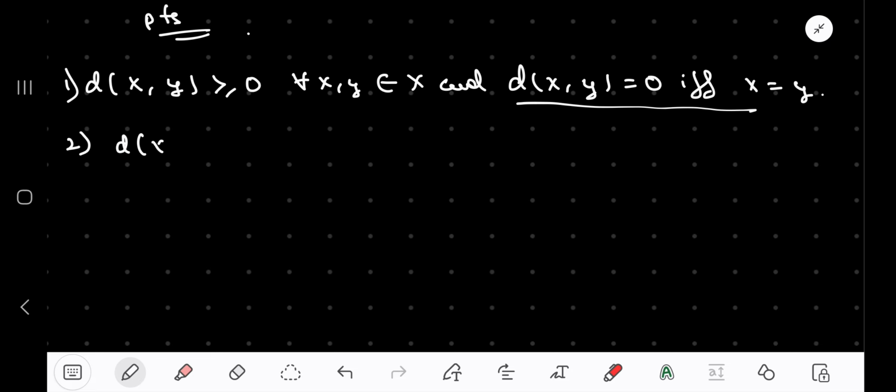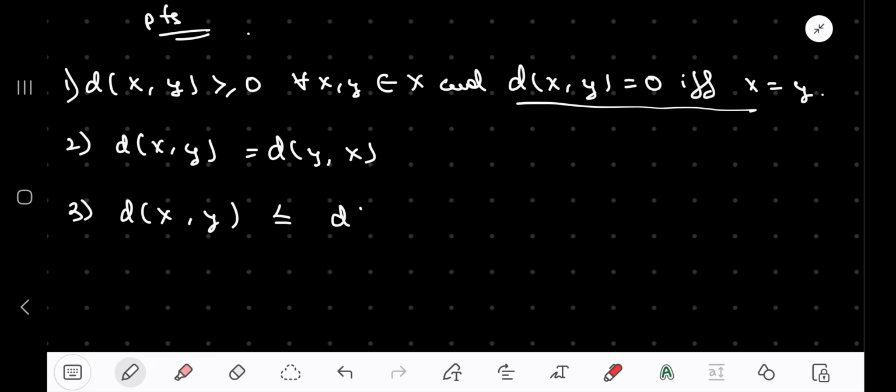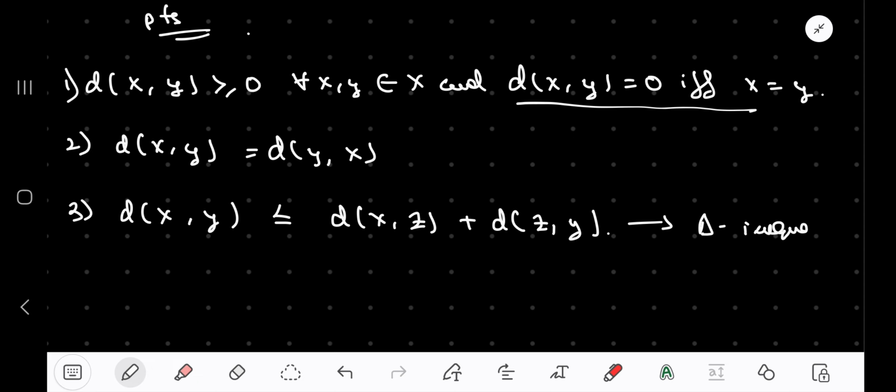The second property is that the metric is symmetric, that is, whether you find the distance between x and y or between y and x, it's the same. And third is the most important, the triangle inequality: the distance between x and y is less than or equal to the distance between x and a third point z, plus the distance between z and y. This appears almost everywhere. The first property is called positive definiteness, and the second is called the symmetric property.